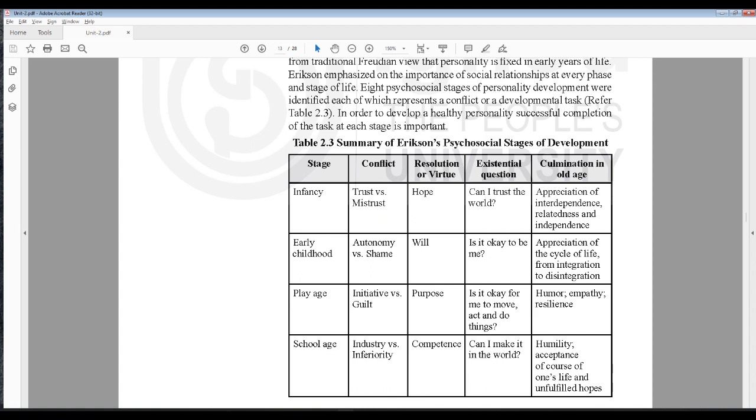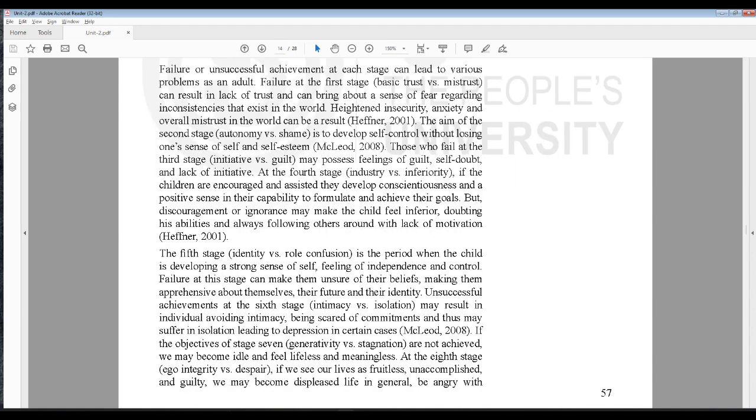8 psychosocial stages of personality development were identified, each of which represents a conflict or a developmental task. Refer Table 2.3. In order to develop a healthy personality, successful completion of the task at each stage is important. Failure or unsuccessful achievement at each stage can lead to various problems as an adult.